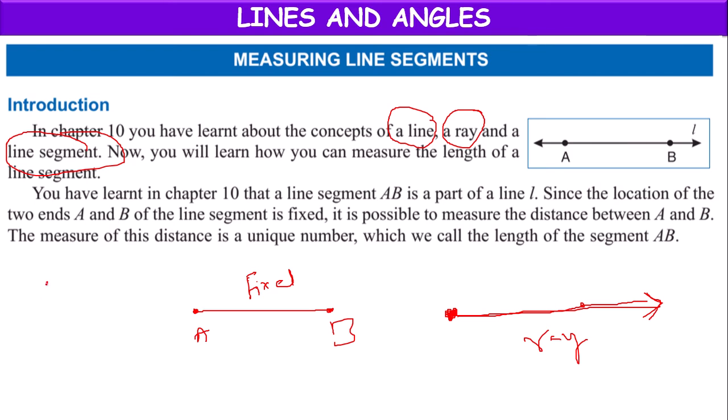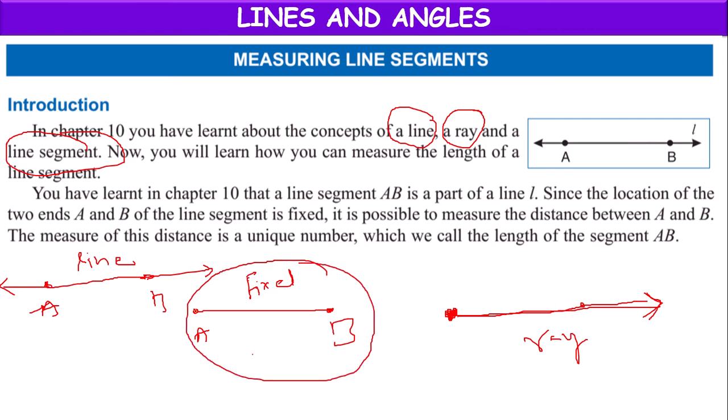Suppose the line segment can be extended on both sides, either right side or left side. Then it is called a line, and its measurement is not fixed. Only the measurement of a line segment is fixed because it has two endpoints. The measurement of a ray is not fixed because it has one endpoint and can be extended in one direction, whereas a line can be extended in both directions. Its measurement is not fixed.